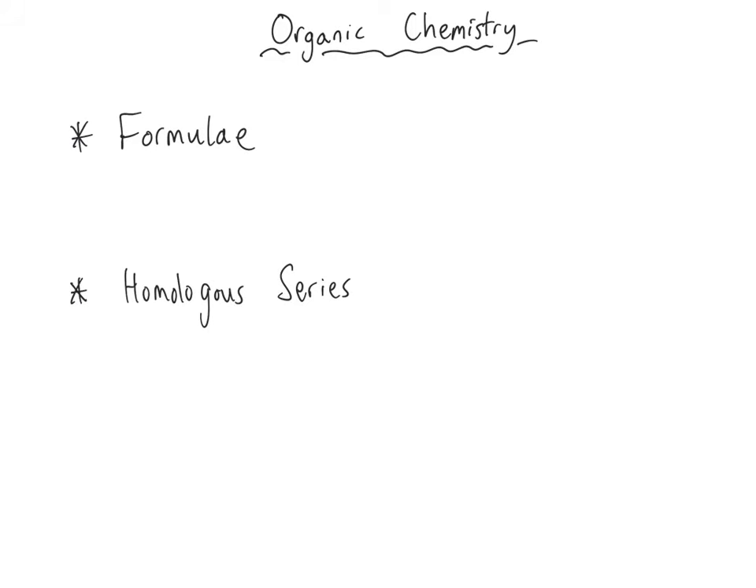Hello everybody and welcome to this introductory video to organic chemistry for A-level chemistry. This is going to be a three-part introduction, and in this session this morning we're going to be looking at formulae and homologous series. In subsequent videos we will look at nomenclature, so that's naming organic molecules. That's going to be in the second video, and in the third video we're going to be looking at isomerism.